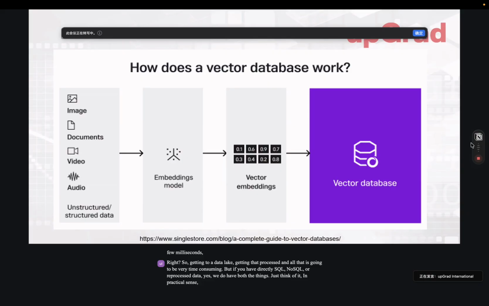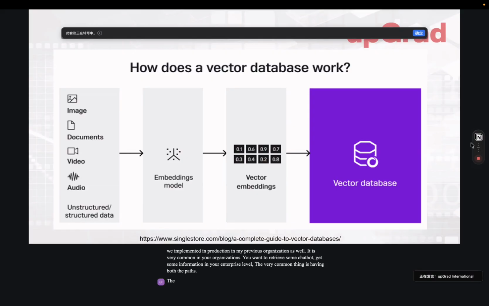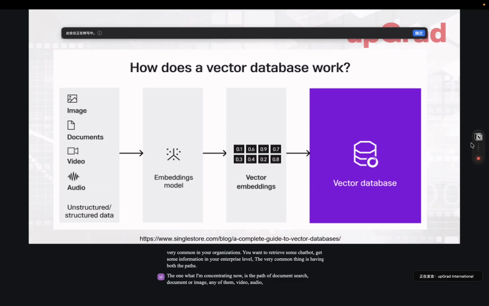We have DB search, database search, and doc search, which we implemented in production in my previous organization as well. It is very common in your organizations. You want to build a chatbot to retrieve some information at enterprise level. The very common thing is having both paths. The one I'm concentrating on now is the path of document search, document or image, video, audio: how I can use it in embeddings, push it to a vector database and get that.